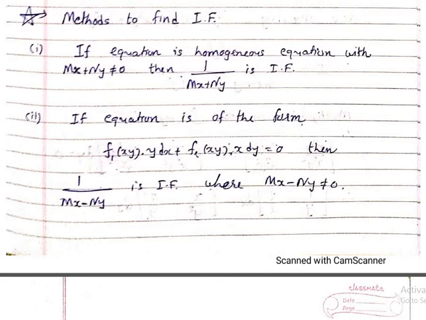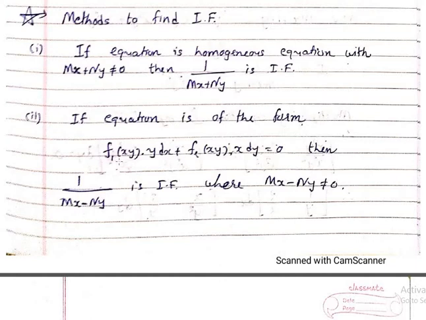Hello everyone. In the last lecture, we saw the methods to find the integrating factor (IF) to make a given equation exact. These are the four methods we have seen. If the equation is a homogeneous equation with Mx plus Ny not equal to 0, then 1 upon Mx plus Ny is the integrating factor.